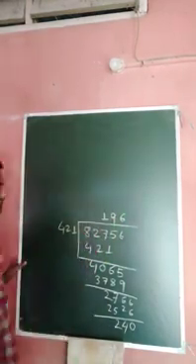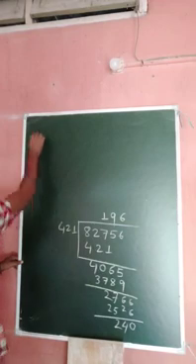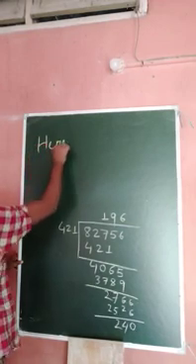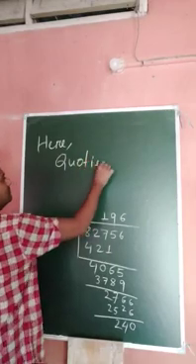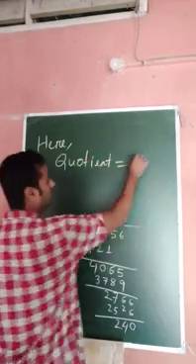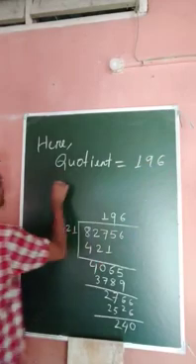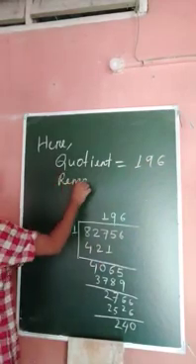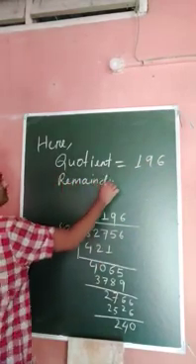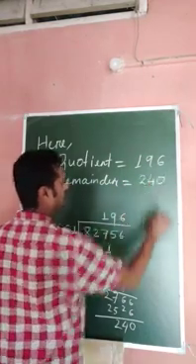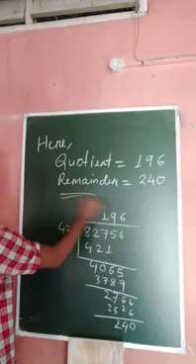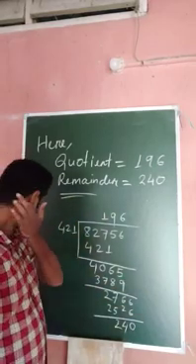So in this case you have to find the quotient and the remainder. Here the quotient is equal to what? 196. And the remainder is what? 240. Okay, that's the answer.